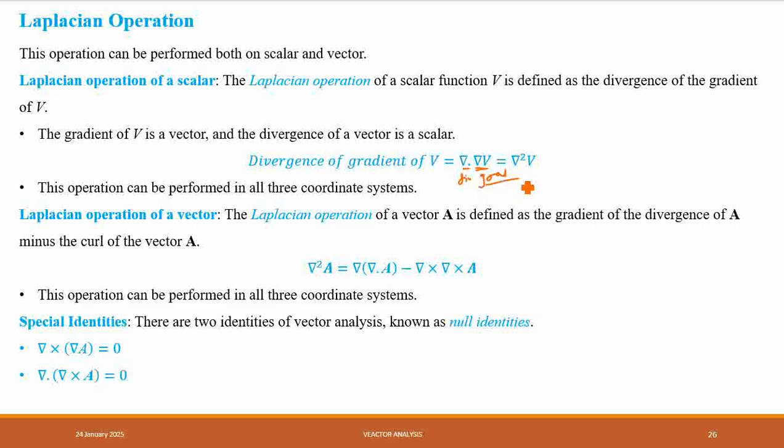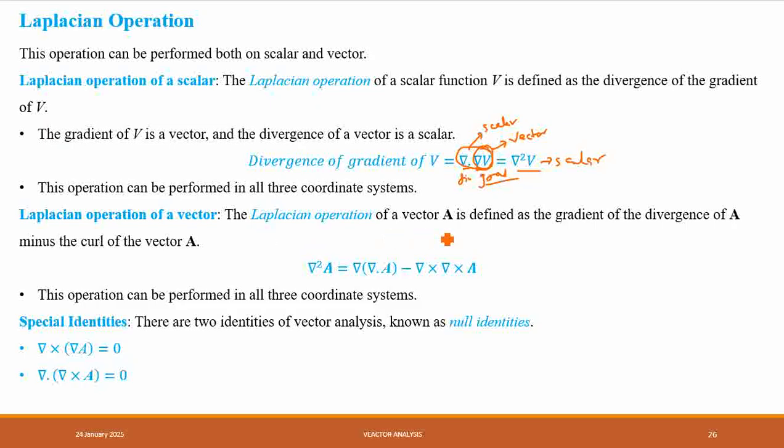Okay. So here the gradient of V will give a vector field, right? So the gradient of V is a vector, and the divergence of any vector will give a scalar. So the whole will give a scalar one. Okay. So del square V will give a scalar. This operation can be performed in all three coordinate systems.